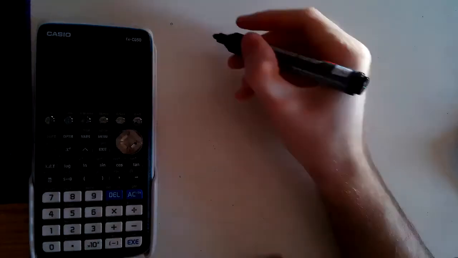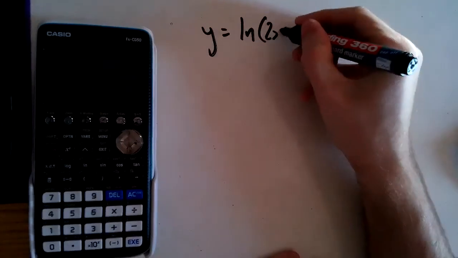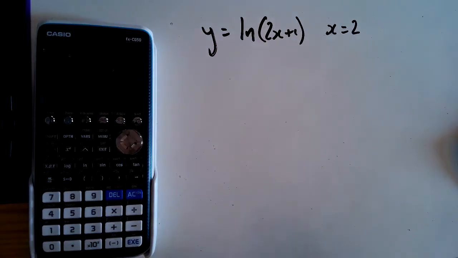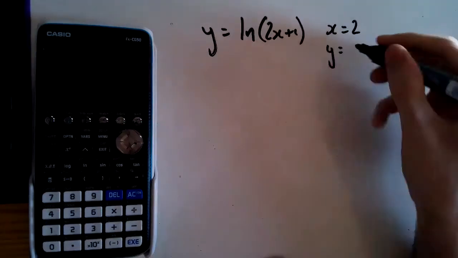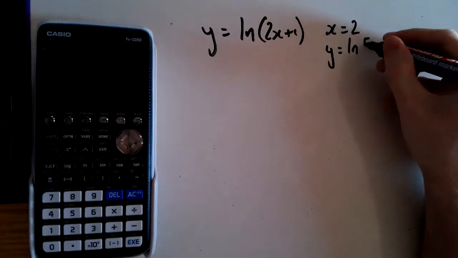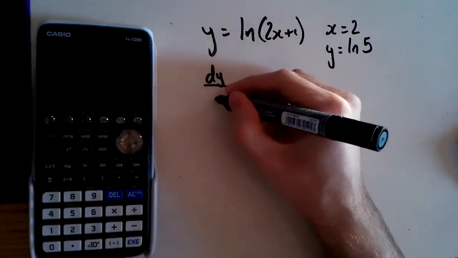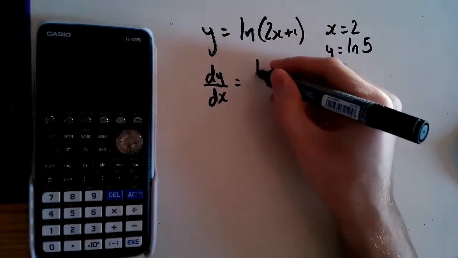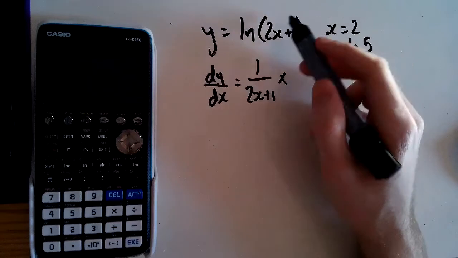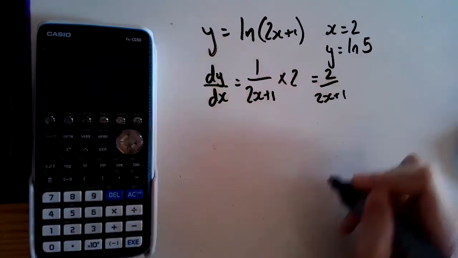Second one, we've got y equals ln of 2x plus 1, and we've got x is 2, and we want the tangent. Well, straight away, sub in 2 into here, so 4 add 1 is 5, so y is ln 5. I need gradient, so I need to differentiate it, so dy by dx. Well, ln gives me 1 over 2x plus 1, then I need to times by the derivative of the bracket, times by 2, so that's 2 over 2x plus 1.